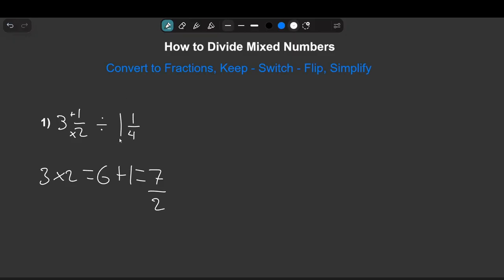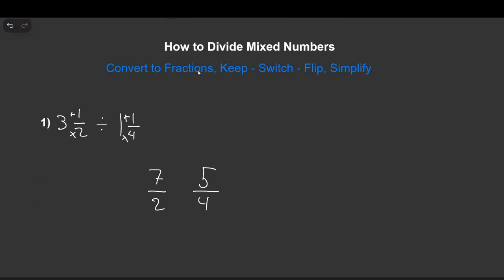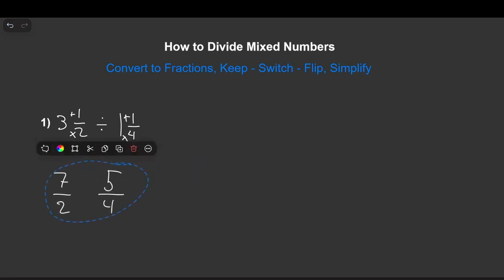Now for the second one, we're going to do the exact same thing, and we're going to multiply and then add. So we do 1 times 4 equals 4, plus 1 equals 5. So now we have our second improper fraction, because we keep the denominator as it is, and we are left with 5/4. So let's erase this, so we have enough space to start with our second step.